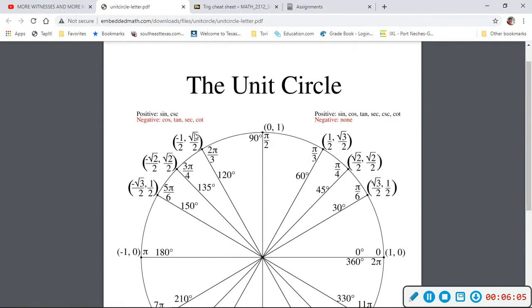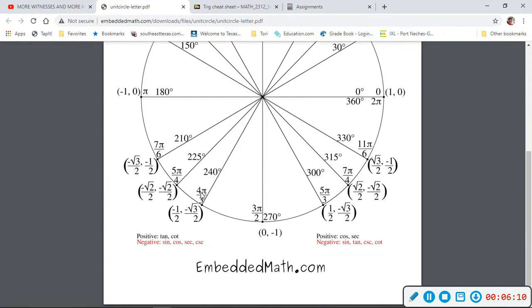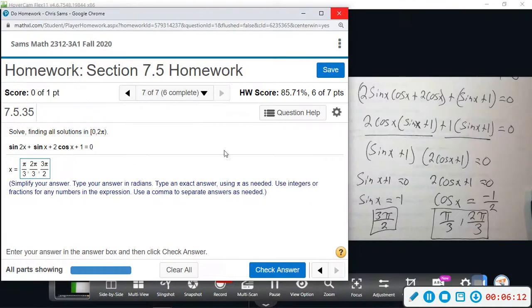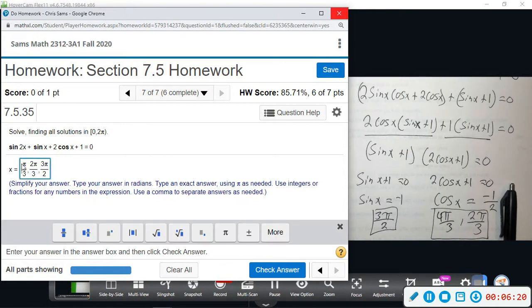I did the positive and the negative. So I need 2 pi over 3 and 4 pi over 3. Trying to go from memory, made a mistake. So this should be 4 pi over 3. So we'll just make that adjustment. Four pi over 3.